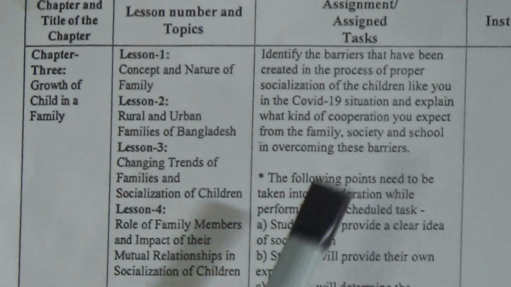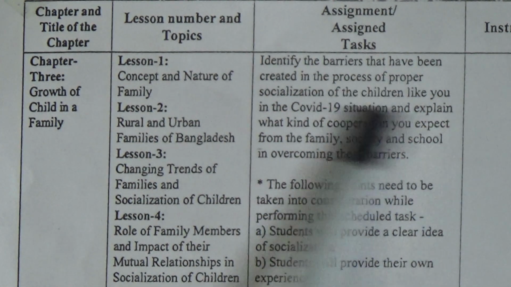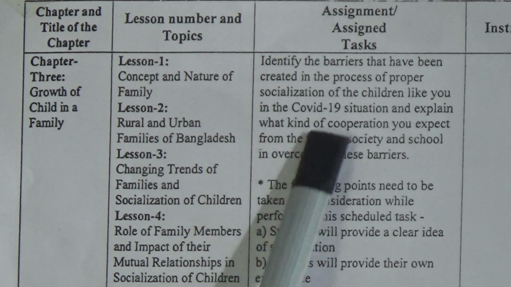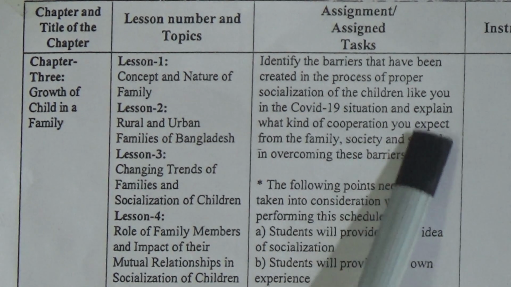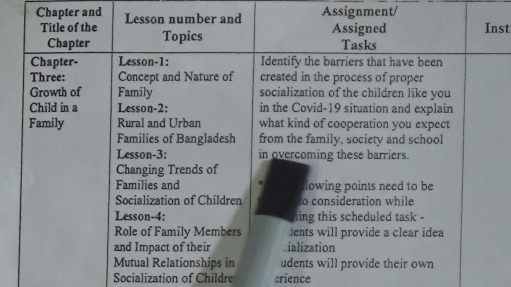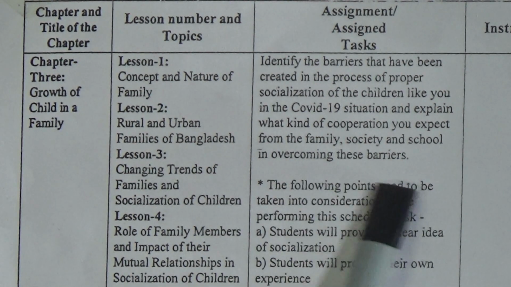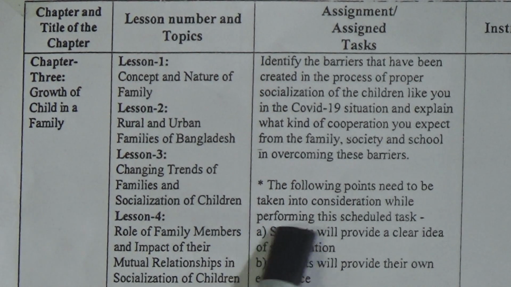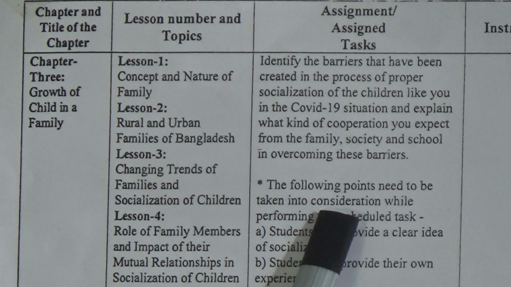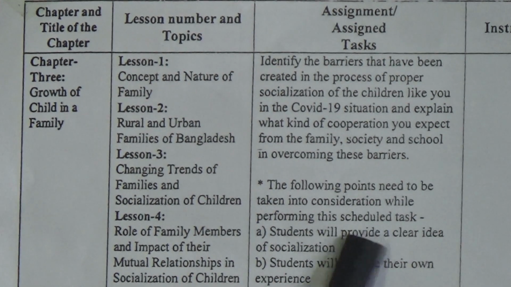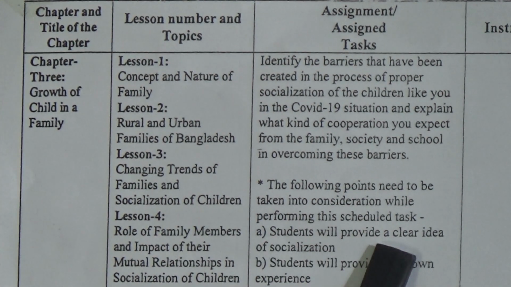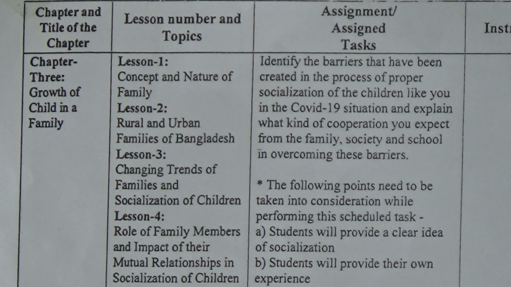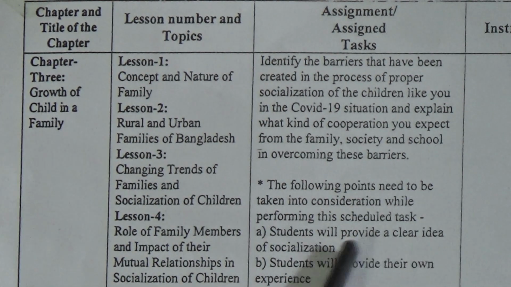Students, I am repeating, identify the barriers that have been created in the process of proper socialization of the children like you in the COVID-19 situation, and explain what kind of cooperation you expect from the family, society and school in overcoming these barriers. And for writing this assignment, there are some points, the following points, that need to be taken into consideration while performing this scheduled task. That means for doing this assignment, you have to maintain some points.